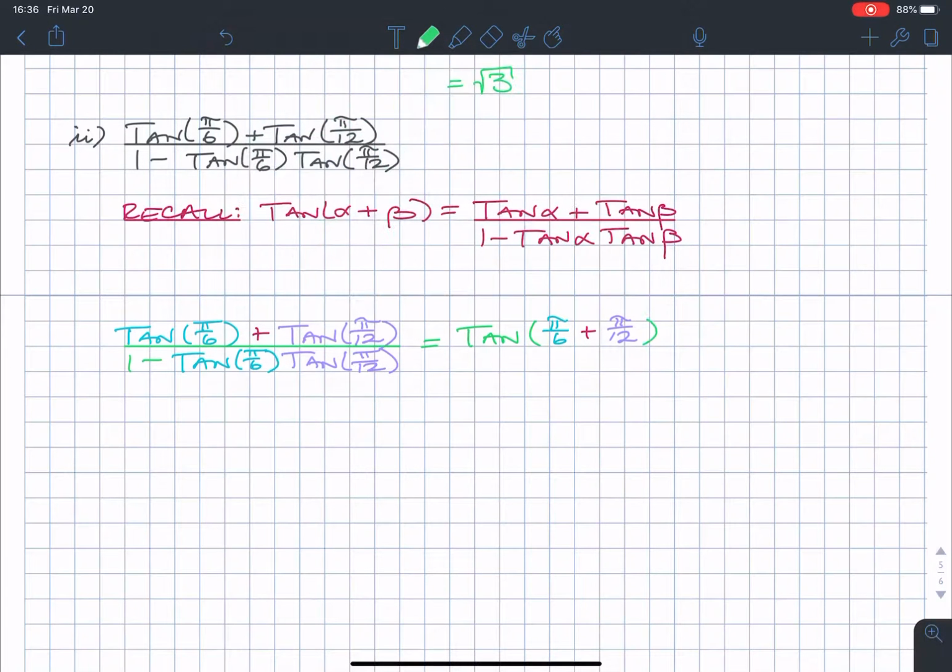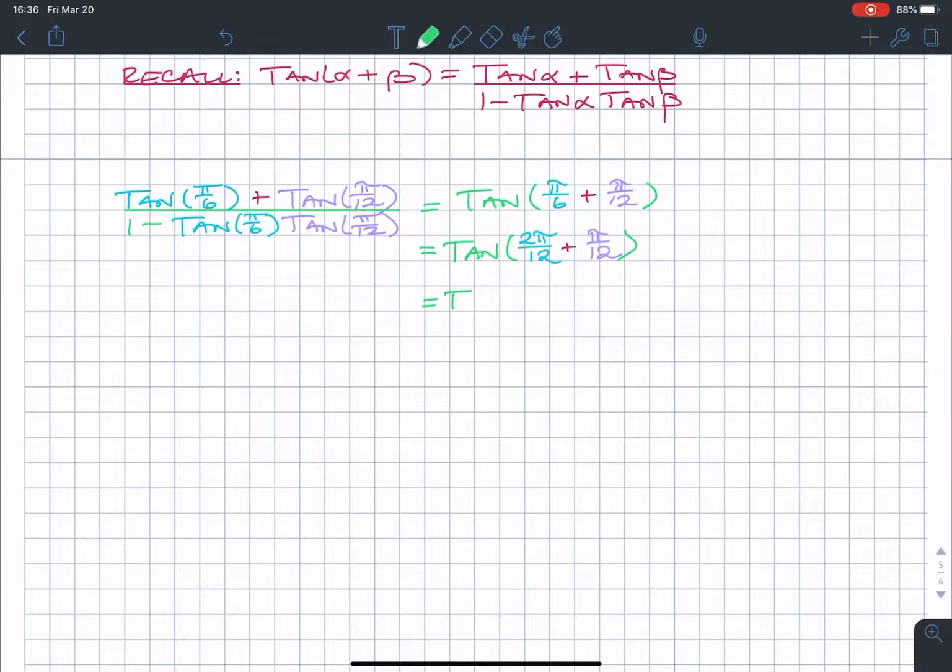Okay, so I need to get a common denominator. So I'm going to multiply pi over 6, top and bottom, by 2. So 2 pi over 12 plus 1 pi over 12 leaves me with tangent of 3 pi over 12. Three goes into 12 four times, so this is tangent of pi over 4, where sine and cosine both have the same coordinate, hence tangent is 1.